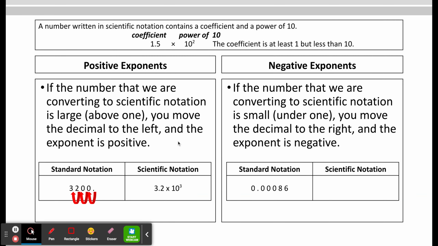And so these numbers mean the same thing. If it's a negative exponent, so that means it's raised to a negative power, that means it was a really small number. So for example, 0.00086, same thing, we're just moving it to the right. So move it 1, 2, 3, 4 times, because that would be 8.6. So it would be 8.6 times 10 to the negative fourth. This is a small number.